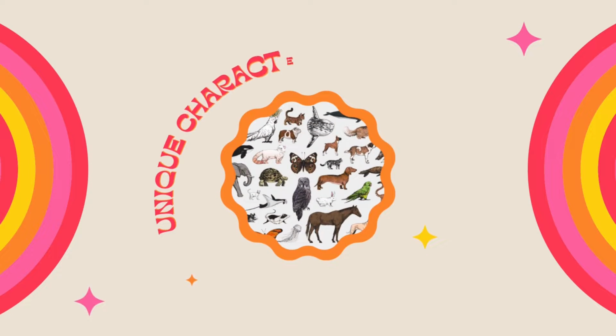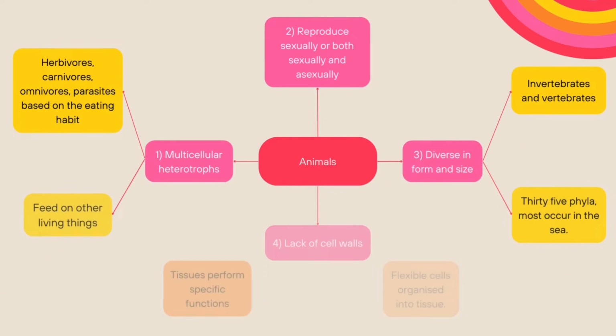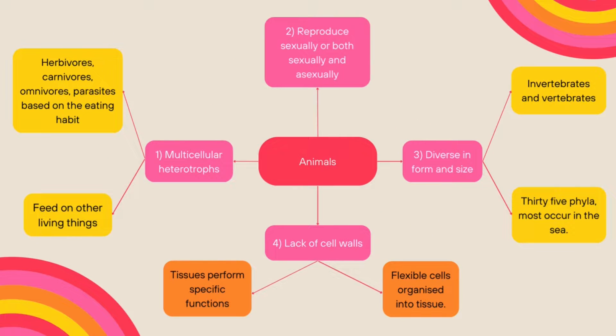You must be wondering, what are the unique characteristics of animals? Let me share with you. Firstly, it is a multicellular heterotroph. But what are heterotrophs? A heterotroph is an organism that eats other plants or animals for energy or nutrients. It can be herbivores, carnivores, omnivores, or even parasites based on the eating habits. The next video will explain more about it.